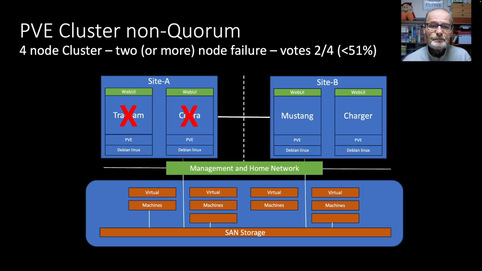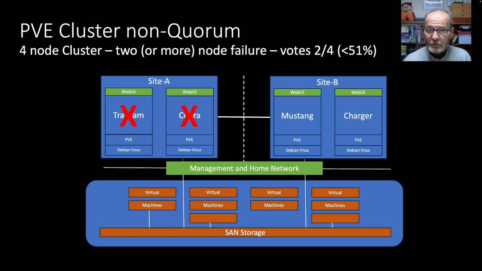Okay. Now let's look at a situation where that wouldn't be the case. So again, it's our 4-node cluster. What's happened here is we've lost 2 nodes. We've lost Transam and we've lost Cobra. So we have a 2 or more node failure. So we have 2 votes out of a possibility of 4, which is less than 51%. Therefore, what would now happen is that Mustang and Charger would continue to run and continue to serve the virtual machines that they were hosting.